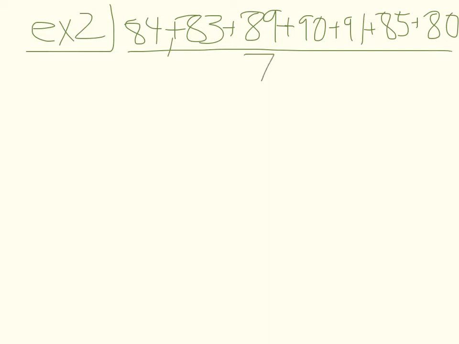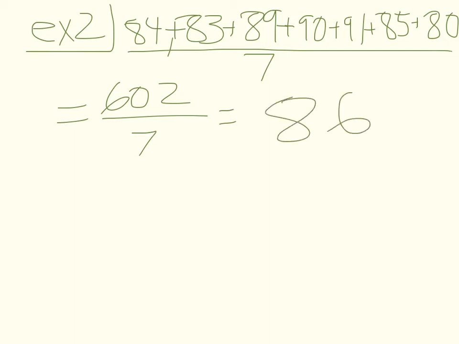So we're going to take all those numbers, add them together, and divide by 7. When you add all those up, you get 602, divide it by 7, and when you do that, you get 86 as an average. That is the mean, and the mean is the best measure of central tendency. That's example 2. Let's move on to example 3.